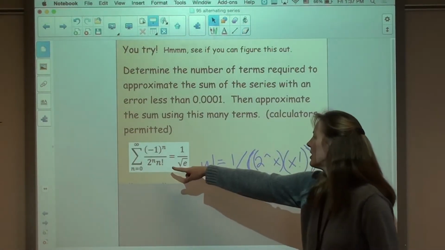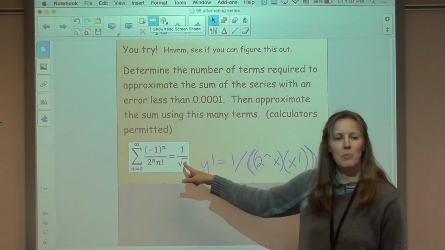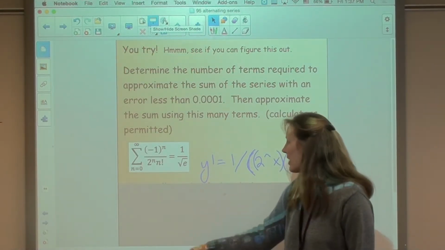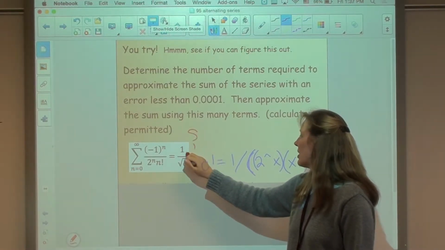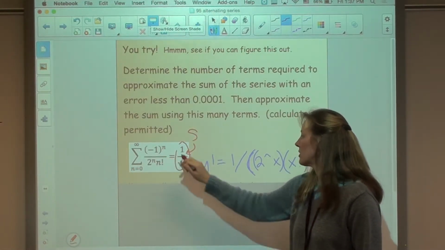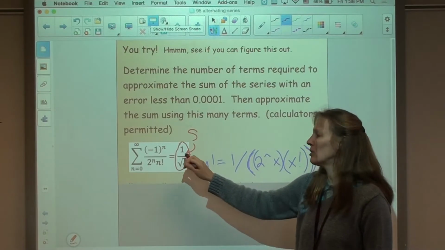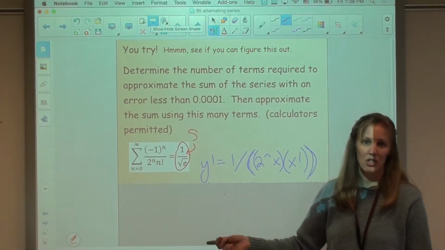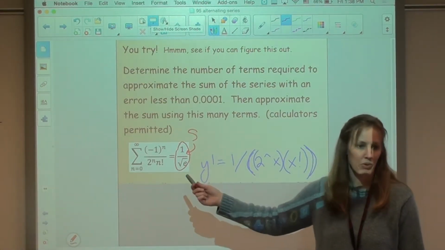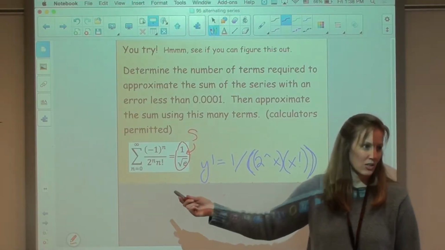Okay, this is our series. For some of the problems tonight, the book is going to give you the actual sum. This is your sum S for this particular series. It's just doing that so that when you find your approximation, you can check and see, oh, look, it really is within the error bound. That's all.